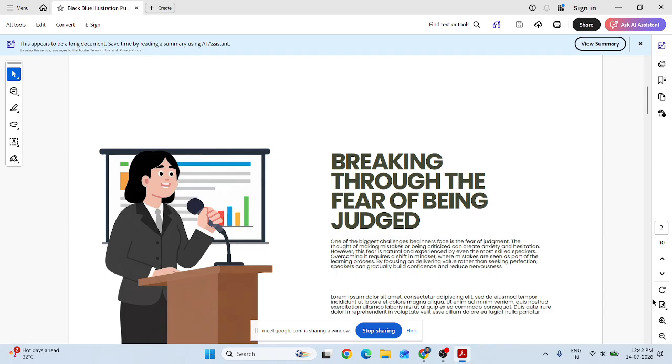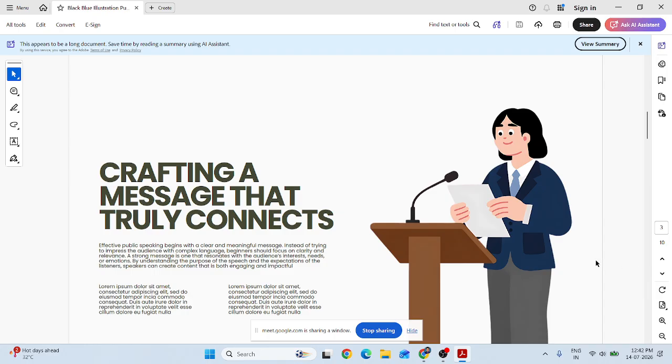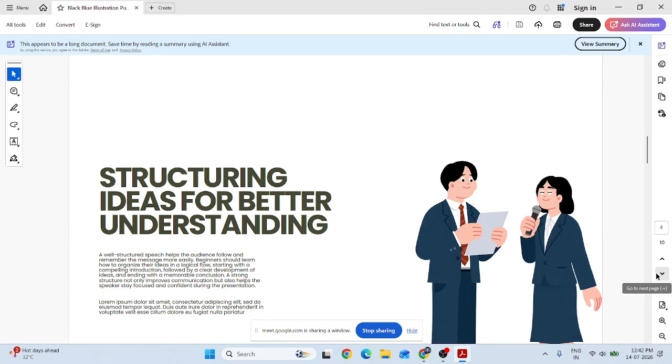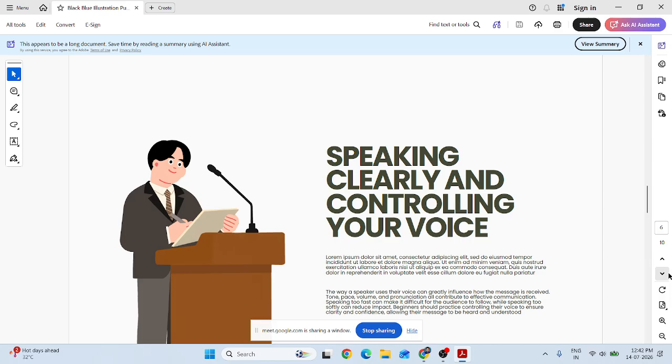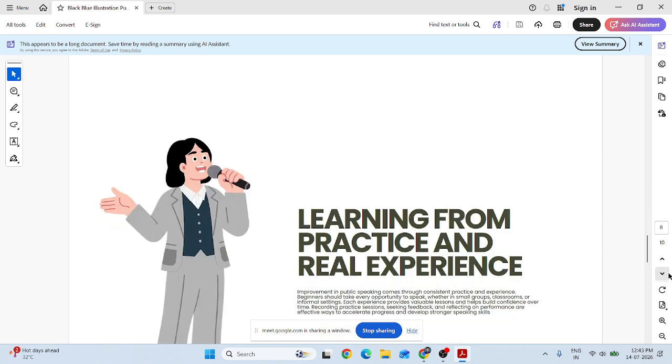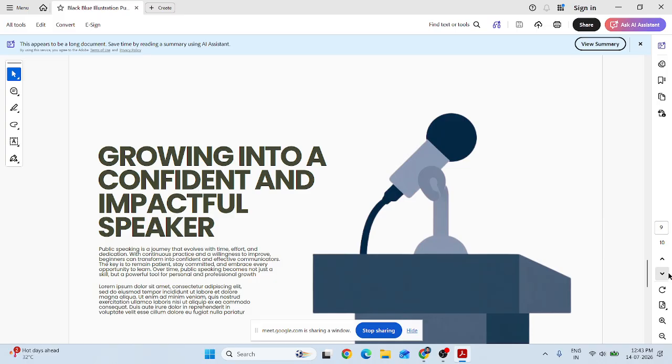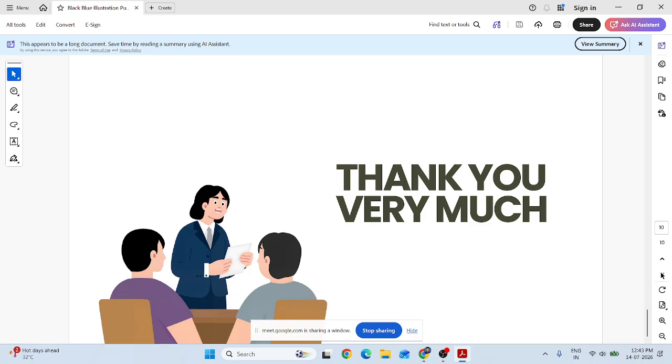This basic level comes with 5 modules, and in each module we will be overcoming certain fears and developing ourselves in a systematic manner, preparing ourselves and recording ourselves to check whether there is improvement. We also learn how to craft a message that truly connects and structure ideas for better understanding, the power of body language and presence, speaking clearly and controlling your voice, engaging the audience with confidence, learning from practice and real experience, and growing into a confident and impactful speaker.